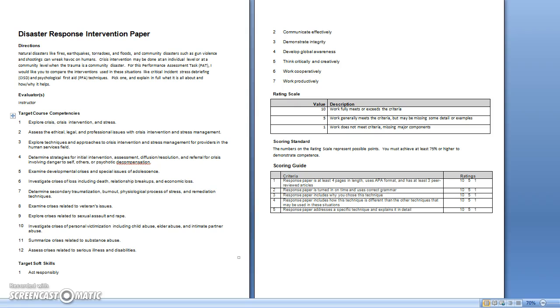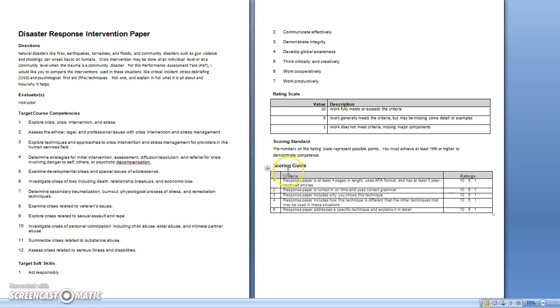Now, I want you to look closely at the scoring guide. It says the criteria: number 1, response paper is at least 4 pages in length, uses APA formatting, and has at least 3 peer-reviewed articles. Number 2, your response paper is turned in on time and uses correct grammar. Number 3, response paper includes why you chose this technique. Number 4, response paper includes how this technique is different than the other techniques that may be used in these situations. And finally, number 5, the response paper addresses a specific technique and explains it in detail.